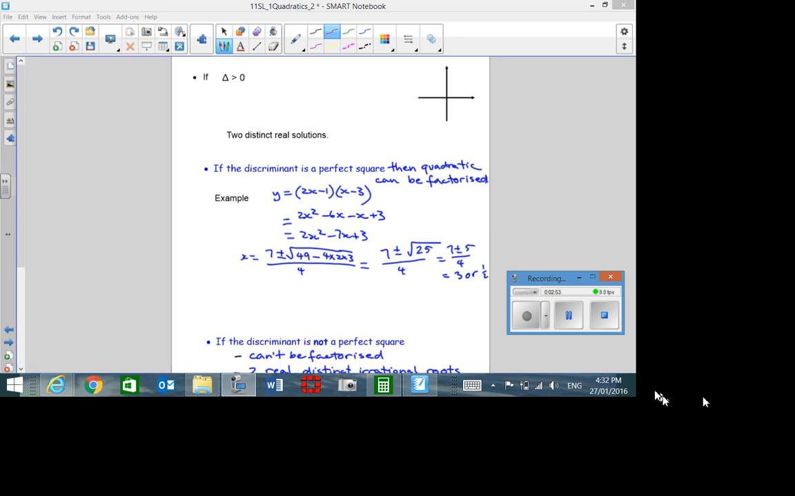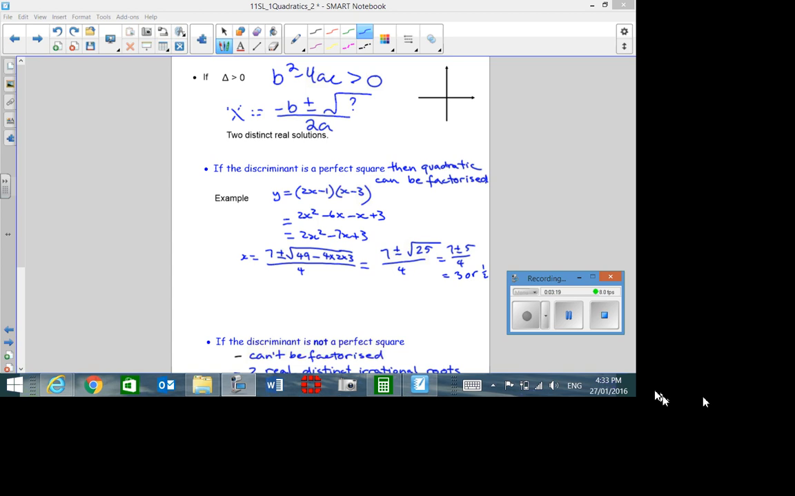For our second scenario, if your discriminant winds up being greater than 0, so if you're looking at b squared minus 4ac, and that winds up being greater than 0, then you're looking at a case where you're actually going to have a number underneath the surd, so x equals negative b plus or minus the square root of b squared minus 4ac all over 2a. So you have some kind of number in there that I can actually take the square root of. It's a positive number, it's greater than 0.